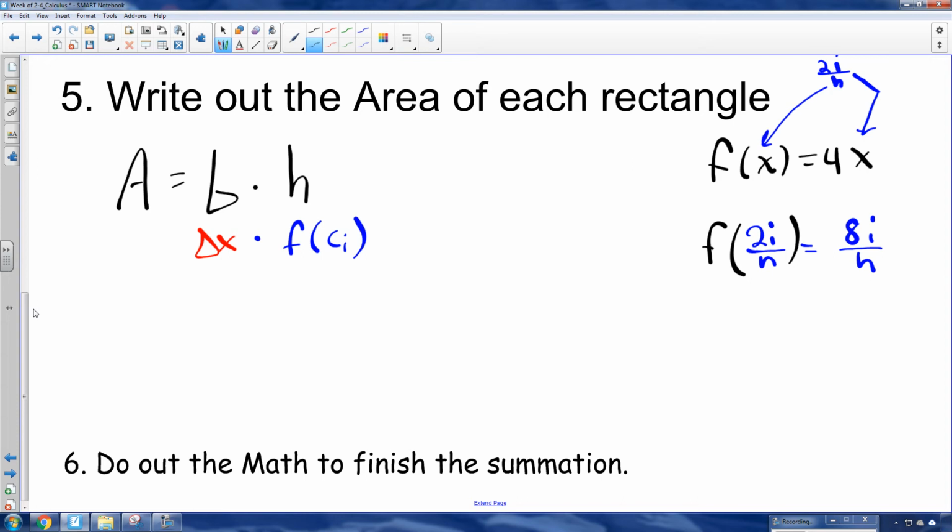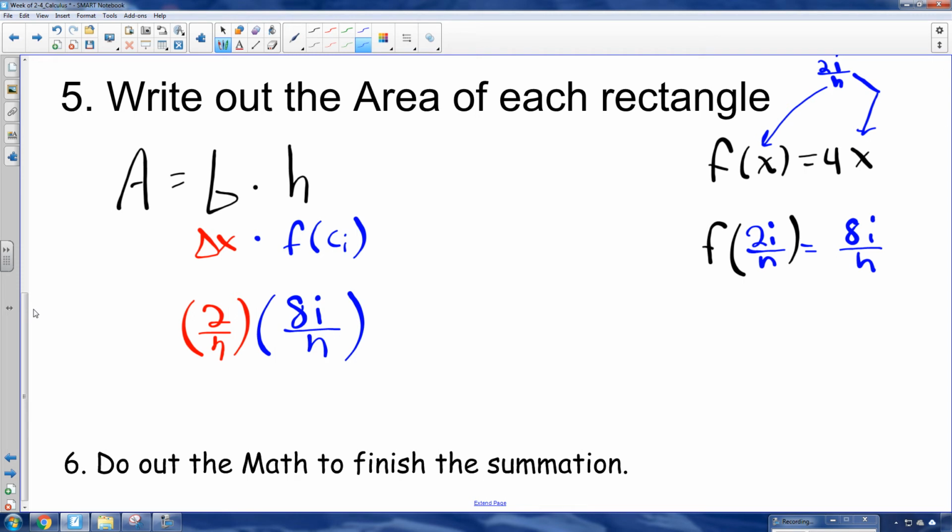So now we are going to simply write out the area of the rectangle. So we know that the delta x was 2 over n, and we know that the f of C sub I is 8I over n. So that's the area of each rectangle. Area equals base times height.